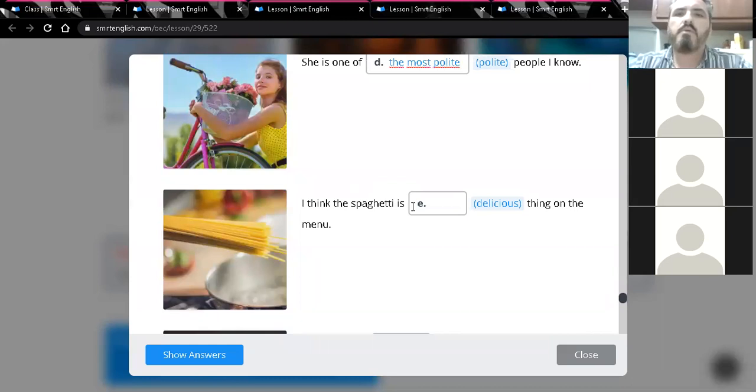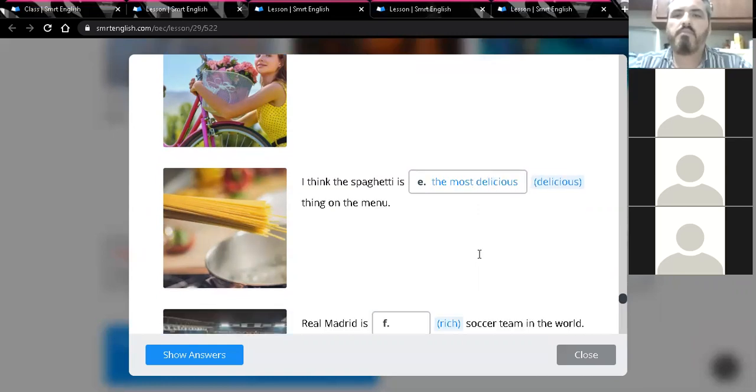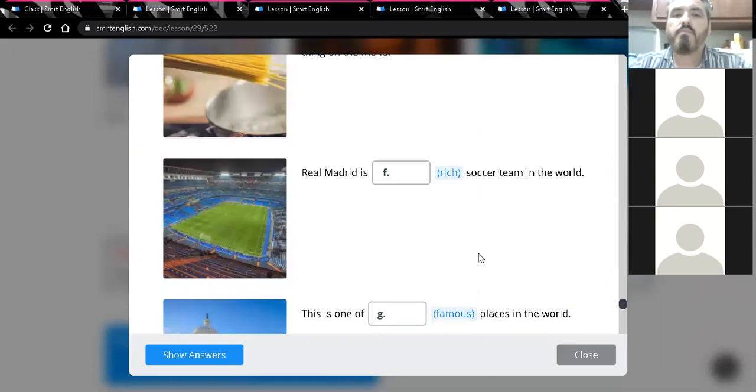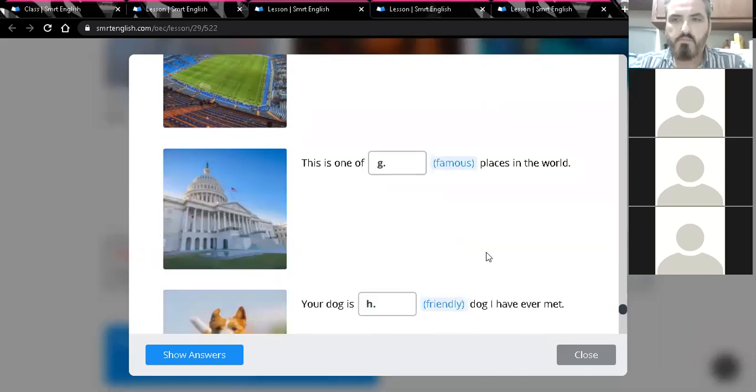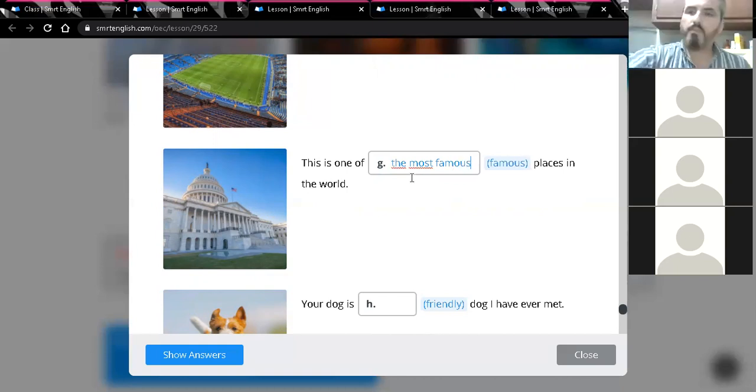I think the spaghetti is thing on the menu. So the spaghetti is the what? Most delicious. Very good. Most delicious thing on the menu. F. Real Madrid is soccer team in the world. So Real Madrid is the richest. G. This is one of places in the world. The most famous.